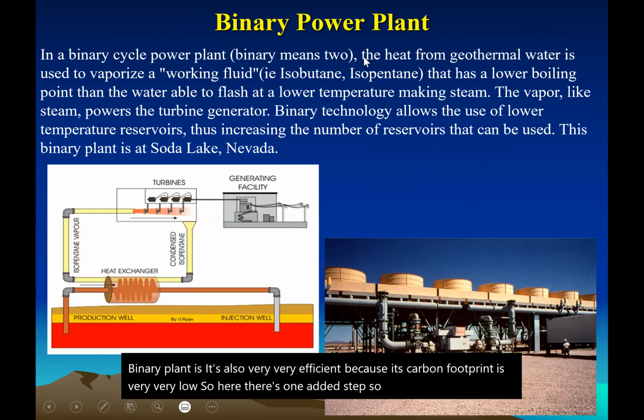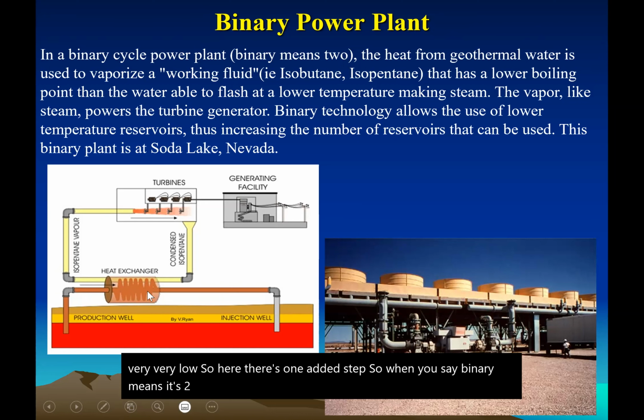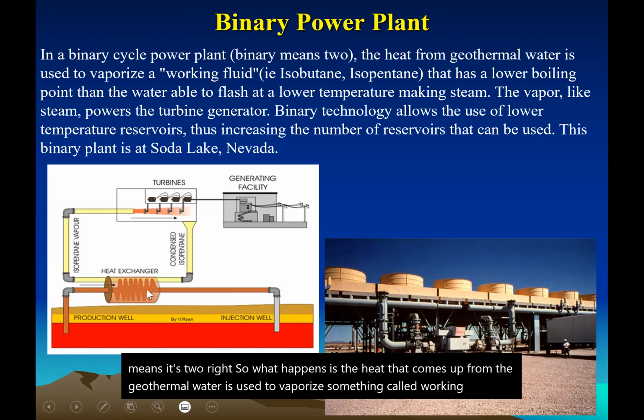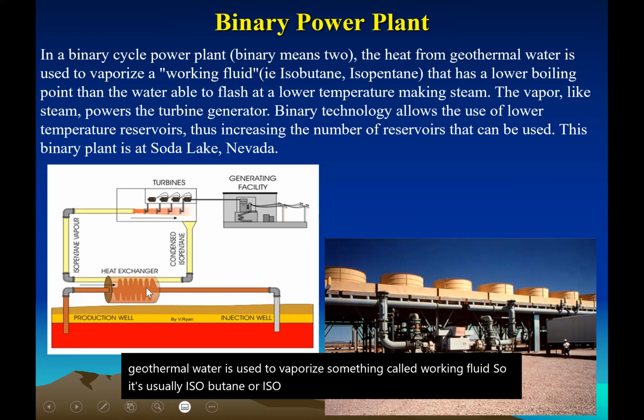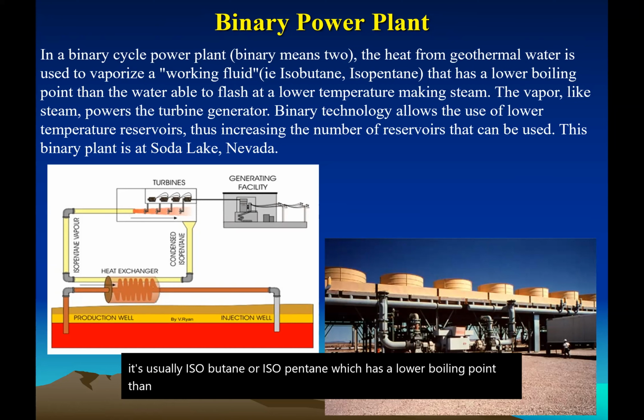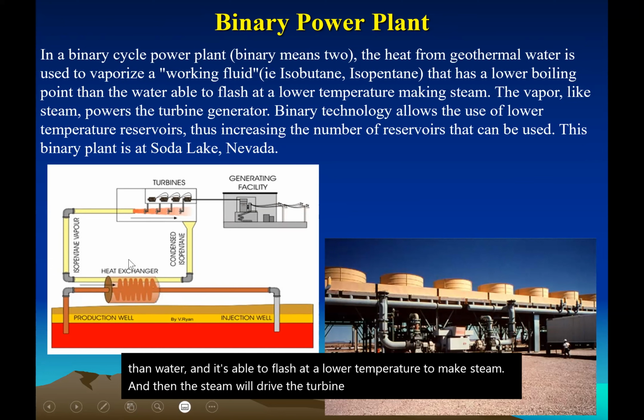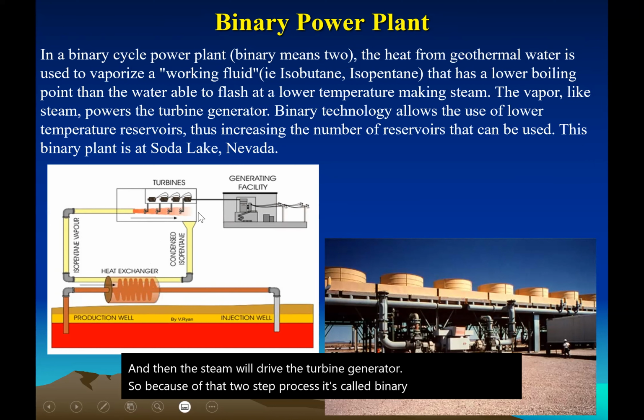So when you say binary, it means 2, right? So what happens is the heat that comes up from the geothermal water is used to vaporize something called a working fluid. So it's usually isobutane or isopentane, which has a lower boiling point than water. And it's able to flash at a lower temperature to make steam. And then the steam will drive the turbine generator. So because of that 2-step process, it's called binary technology. And here we are able to use lower temperature reservoirs. And here's an example of a binary reservoir in Soda Lake, Nevada.